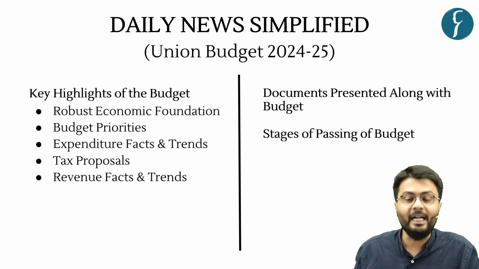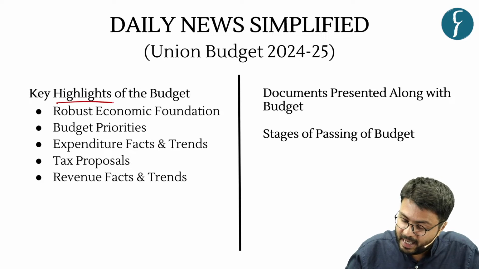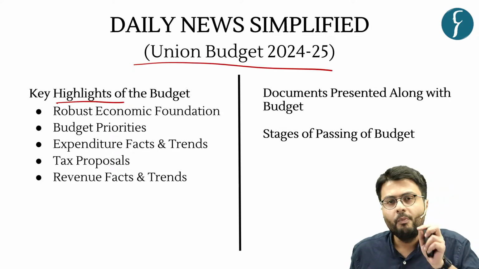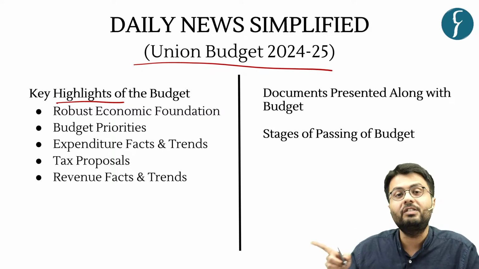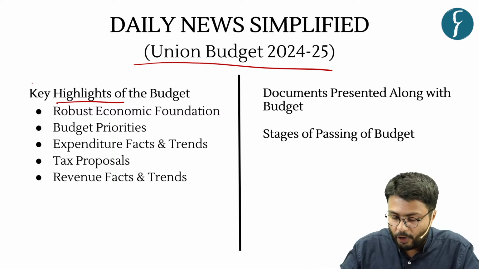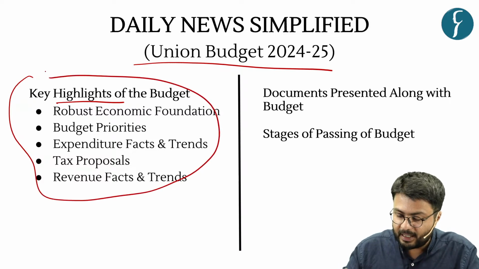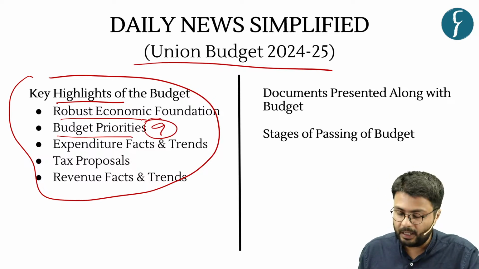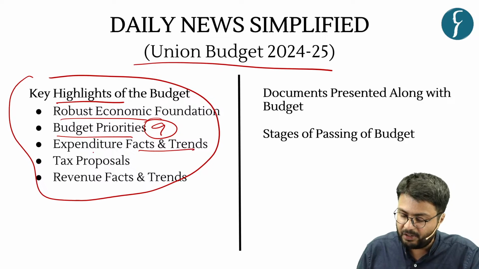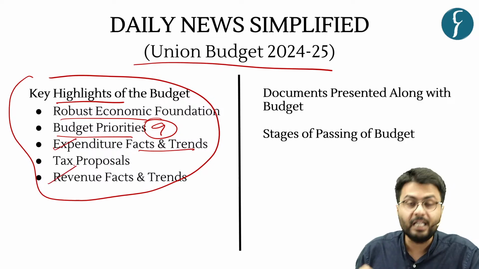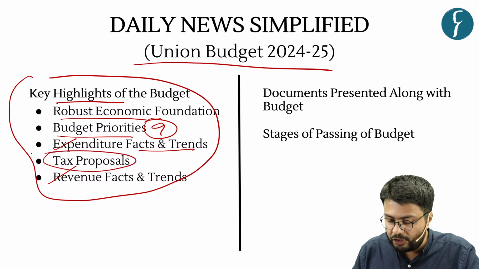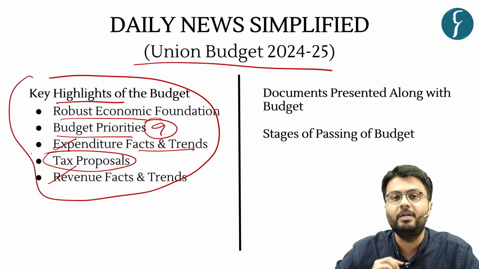Yeah, you heard it right. I'm Ankit and I'll be discussing key highlights of the Union Budget 2024-25 today, both from the economy angle as well as from the polity angle. We'll start off with the economy angle by discussing key highlights such as the robust economic foundation, the 9 different priorities highlighted in the budget, in addition to the facts and trends related to both the expenditure as well as the revenue account of the government. Also, we'll be discussing changes in tax proposals in our discussion today.